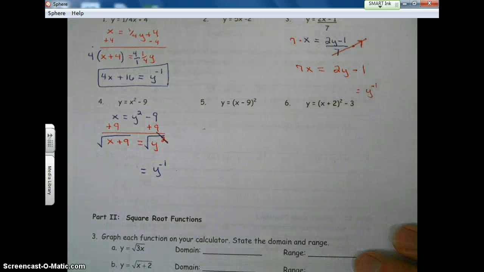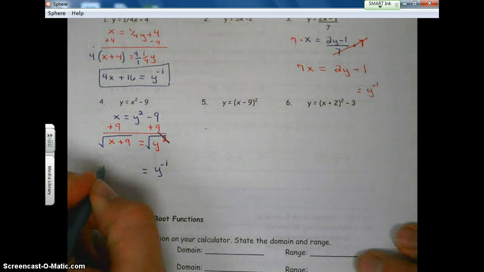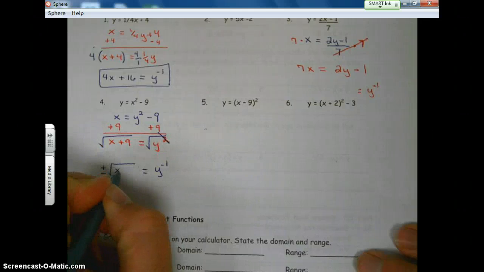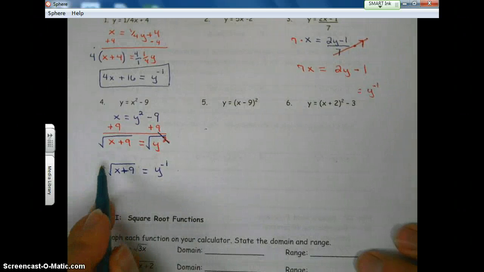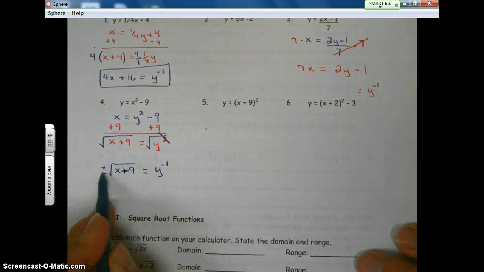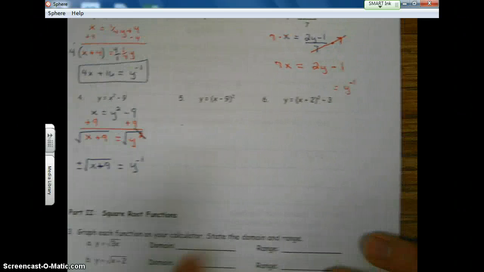Okay, so this is something, number 6 on yesterday's quiz, quite a few people missed this. This is going to be plus and minus the square root of x plus 9. Don't forget the plus and the minus, because if you only do the positive, you're only going to get part of the graph. Okay? Let's go ahead and go to number 6.